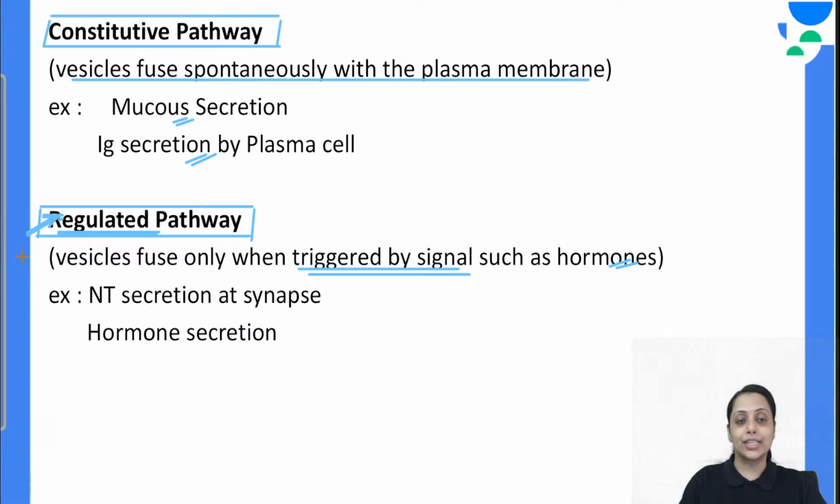the regulated exocytosis. The classical examples are neurotransmitter secretion at the synapse and hormonal secretion. They are the classical examples of the regulated pathway. Do remember, in the regulated pathway, there is a certain trigger which stimulates the exocytosis.